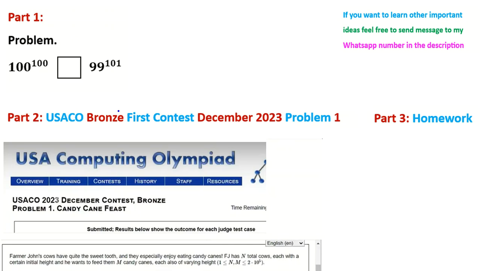This video has three parts. First, we solve this problem related to powers, which is also useful for a similar USACO problem, because there we should check something to the power of something. And it's good to solve a problem related to powers before that. This is the math problem in part 1.